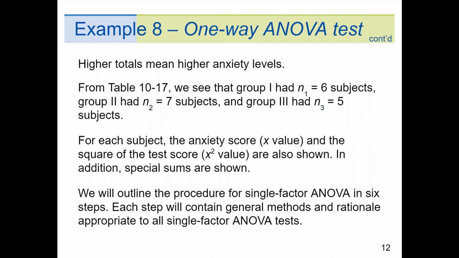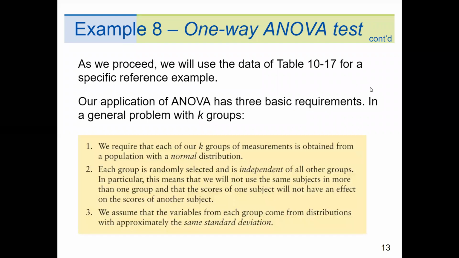We will outline the procedure for a single factor ANOVA in 6 steps. Each step will contain general methods and rationale appropriate to all single-factor ANOVA tests. As we proceed, we will use the data from Table 1017 for a specific reference example. Our application of ANOVA has 3 basic requirements and general problem with K groups. Go ahead and take a moment to write these down.